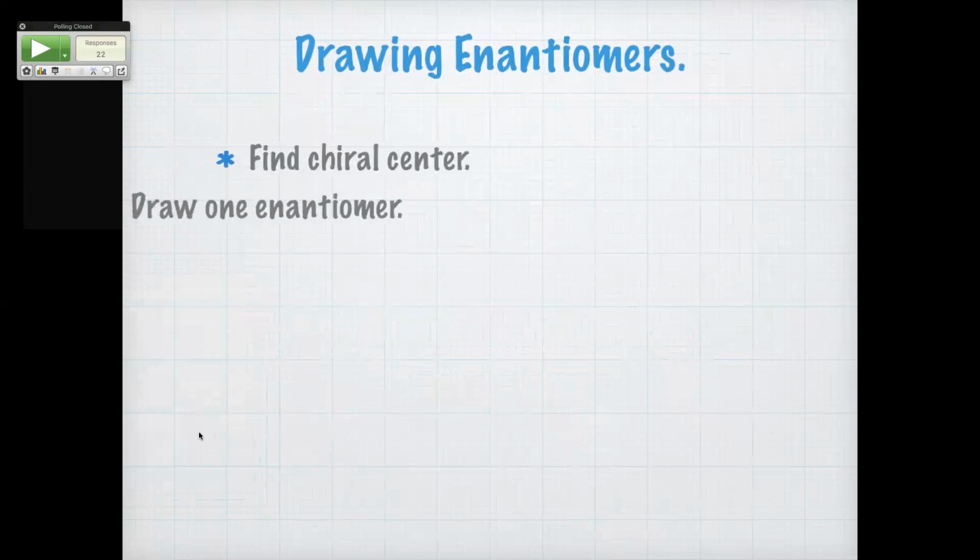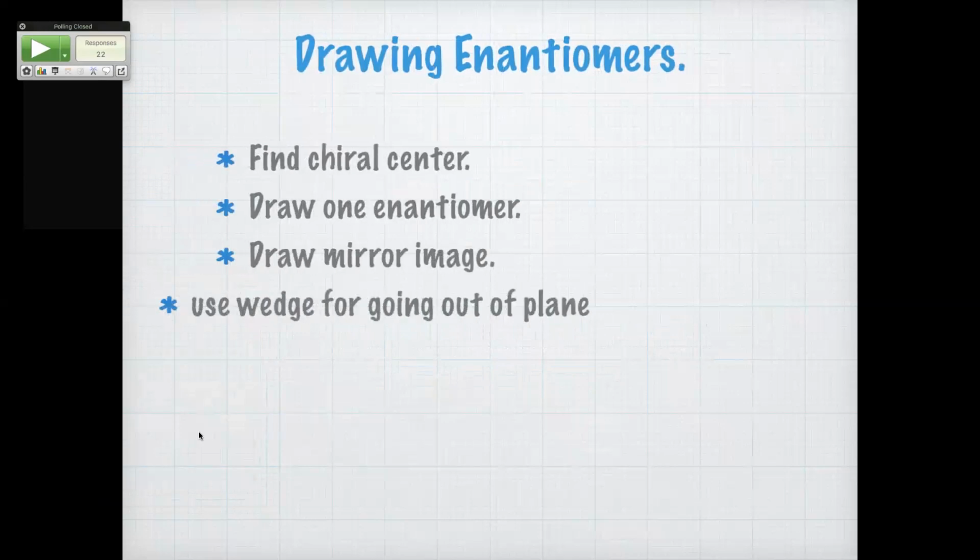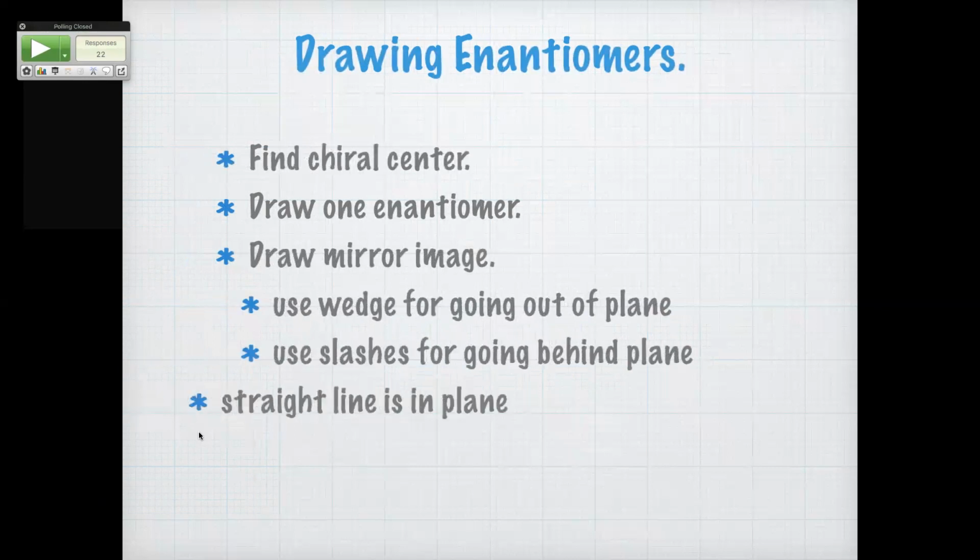Okay, so if I say, draw me, see now I can say the word, draw me enantiomers, okay? You will find the chiral center, you will draw one enantiomer, and then draw the mirror image. Use a wedge for going out of the plane, slashes for going behind, and remember straight lines in the plane. And that basically, you will have drawn both of them, okay?